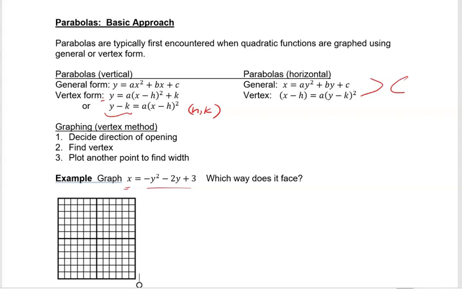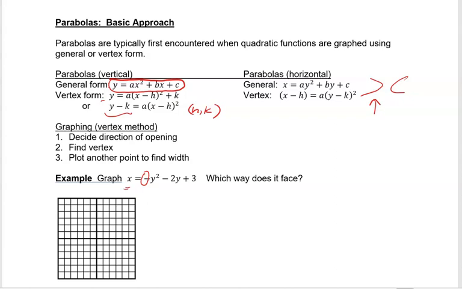When we make the decision which way it faces, we're going to look at the coefficient on the second degree term. Because this is negative, we're going to make the assumption that it faces towards the left. Next, we're going to find the vertex.